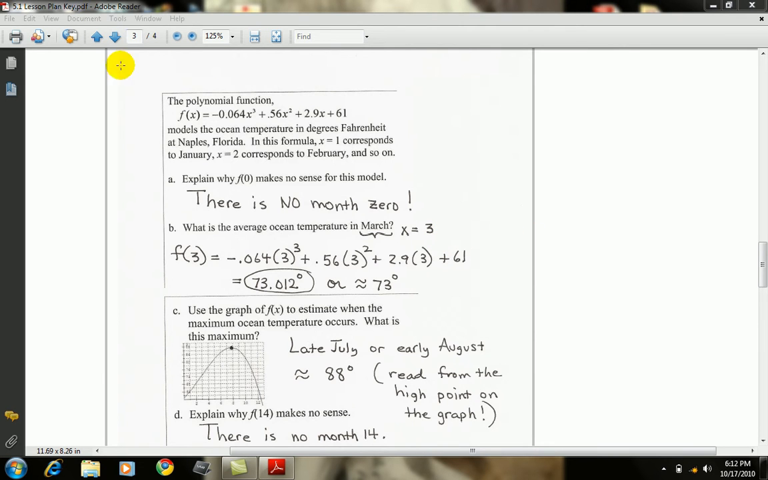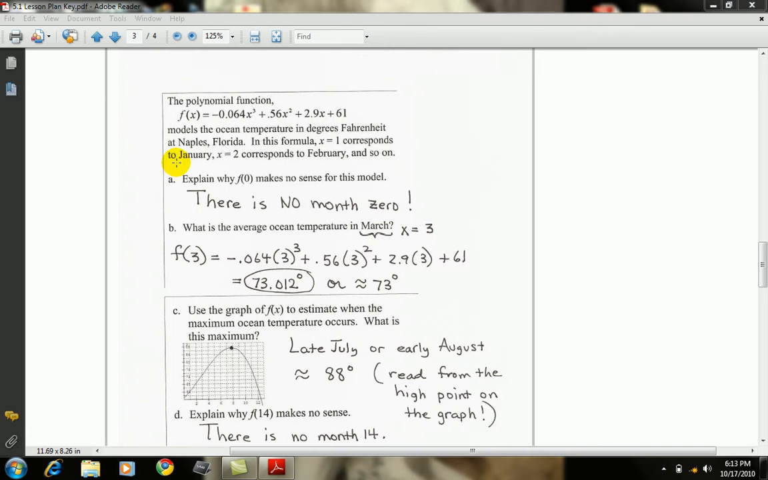Okay, ladies and gentlemen, this is section 5.1, part 3. This polynomial function is ugly. f of x equals the opposite of 0.064x cubed plus 0.56x squared plus 2.9x plus 61. Now, the words are telling you what it measures. This models the ocean temperature in degrees Fahrenheit off the coast of Naples, Florida.